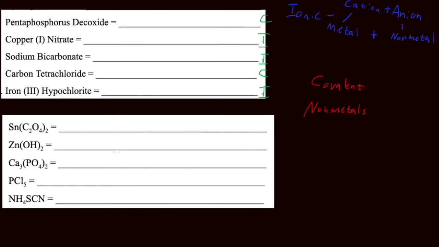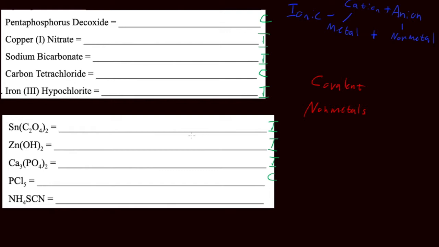Iron is a metal. Here I've got Sn, that's tin, and then C2O4, carbon, oxygen, those are nonmetals. This is going to be ionic. Zinc is a metal, oxygen is a nonmetal. There we go, we know we've got both, so it's going to be ionic. Calcium, phosphorus, metal and a nonmetal, another ionic. P is phosphorus, Cl is chlorine, so this is going to be covalent.